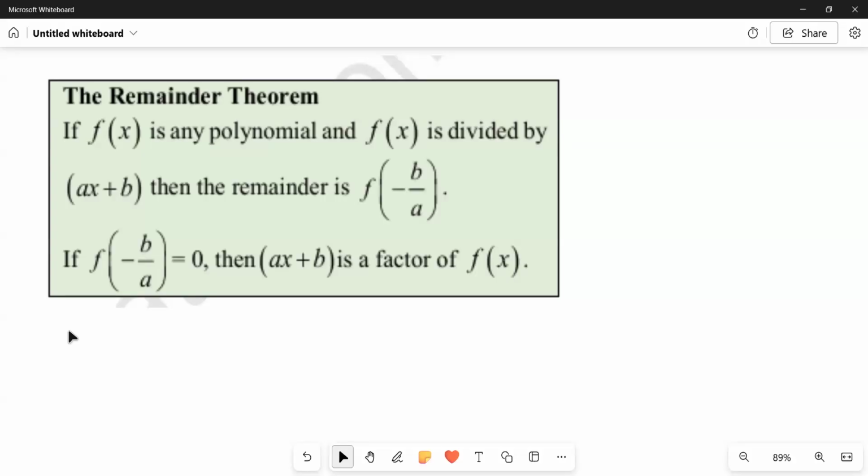This author called it just the remainder theorem. Some textbooks you'll see it as the factor and remainder theorem. I guess this author is saying the factor theorem is actually implied, but indeed, he put it like this.